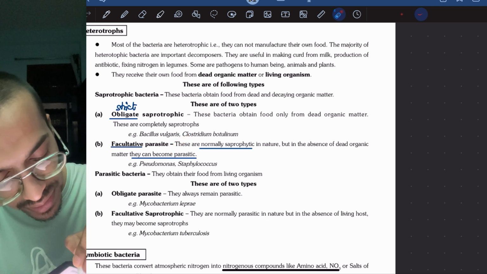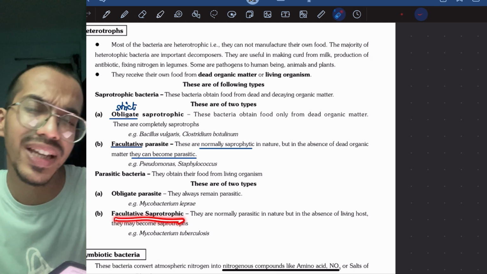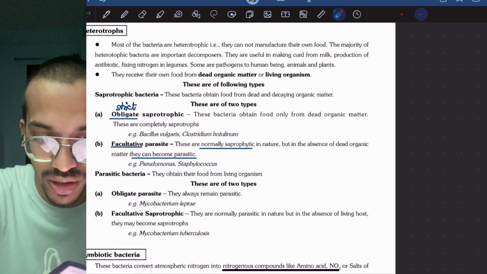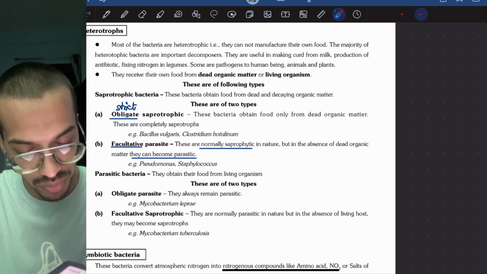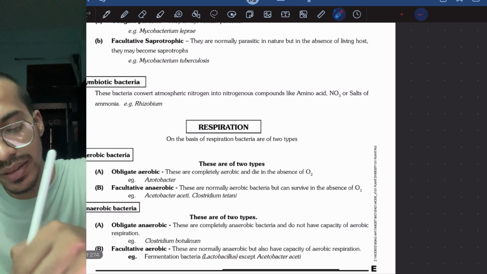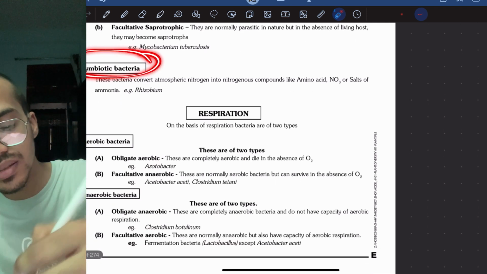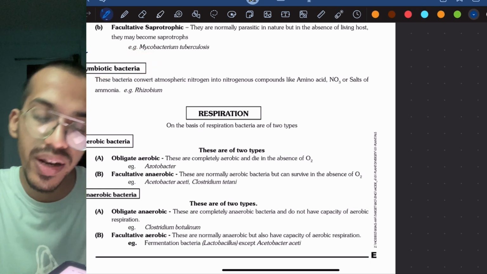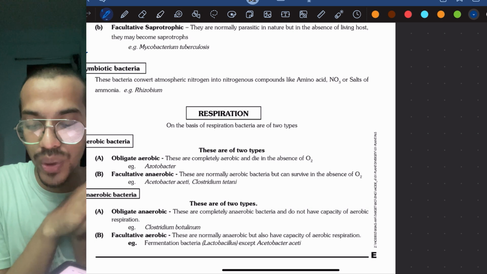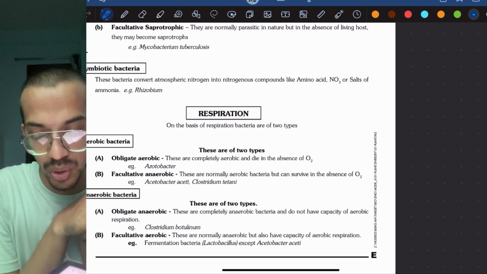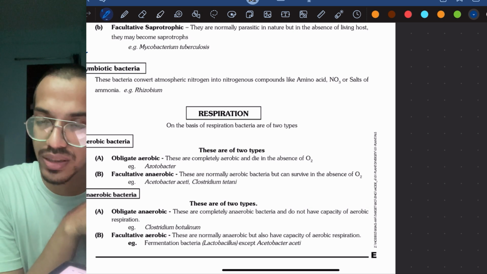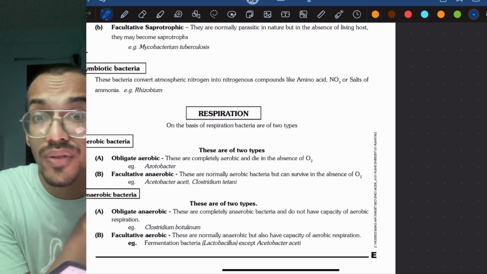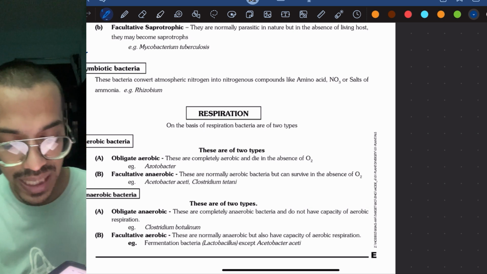Then facultative saprophyte means they are parasitic, but if they are not able to do it, they can survive in dead decaying organisms also. That has been given to you. Then symbiotic bacteria. These are an important example, because symbiotic bacteria are those living in harmony with others, and they help nature in certain ways. For example, Rhizobium helps in nitrogen fixation for the plants.